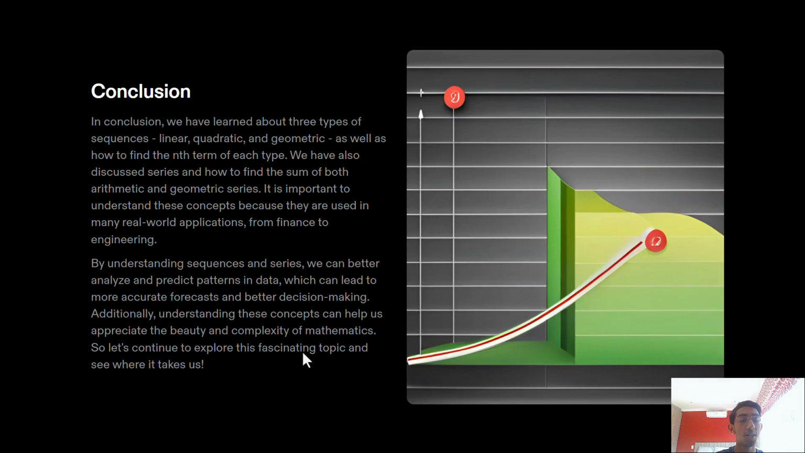So to conclude, we've learned about the 3 types of sequences: linear, quadratic, and geometric, as well as how to find the nth term of each type. We've then also discussed series and how to find the sum of both arithmetic and geometric series.